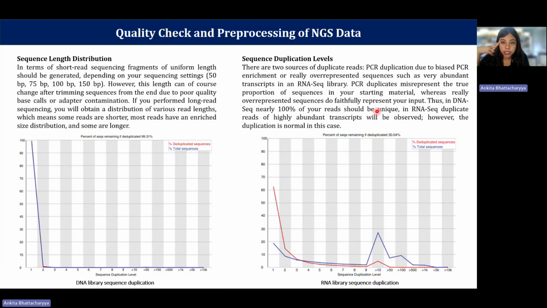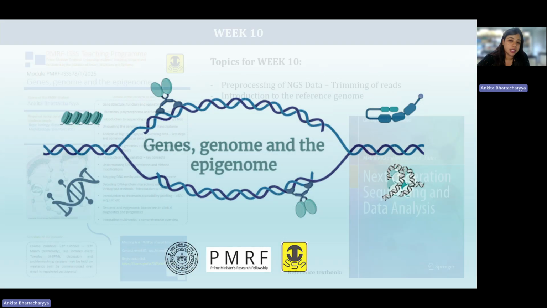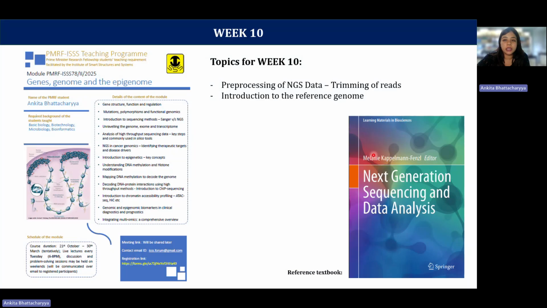Then you have sequence duplication levels. When we talk about sequence duplication, usually two sources are attributed to it. PCR duplication is usually what happens, and it misrepresents the true proportion of sequences in your starting material. However, duplication is normal in the case of RNA-seq for abundant reads, and that should ideally be removed.